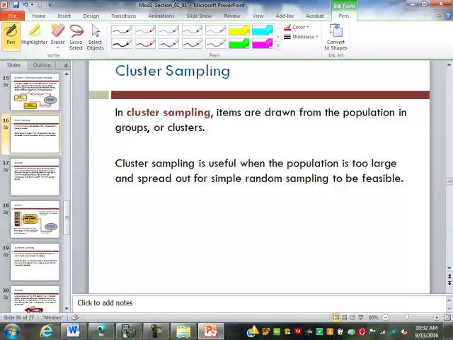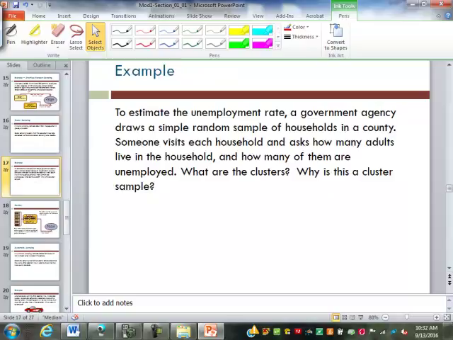Again, maybe not as representative of the population, because you do have to be careful. You might get a cluster within a relatively affluent part of town. And so now you're getting this whole block of people in that economic class, and that might not be representative of everybody in the city. So here's an example. To estimate the unemployment rate, a government agency draws a simple random sample of households in a country.